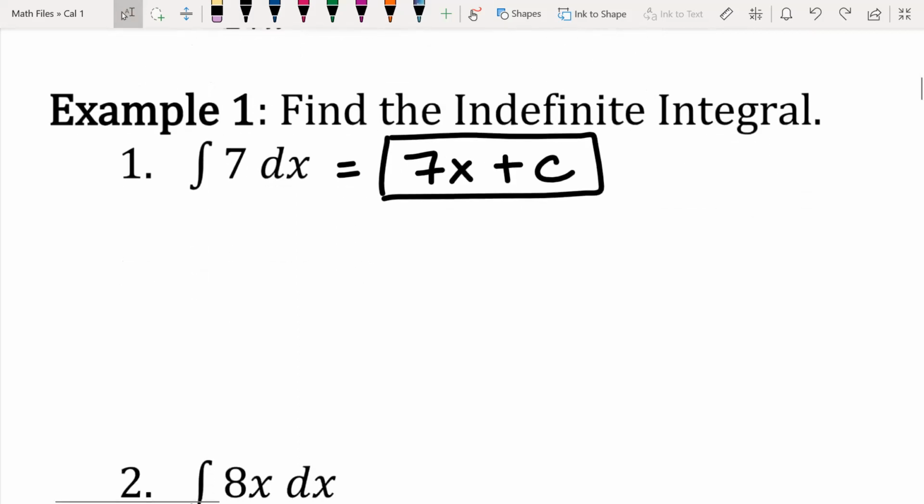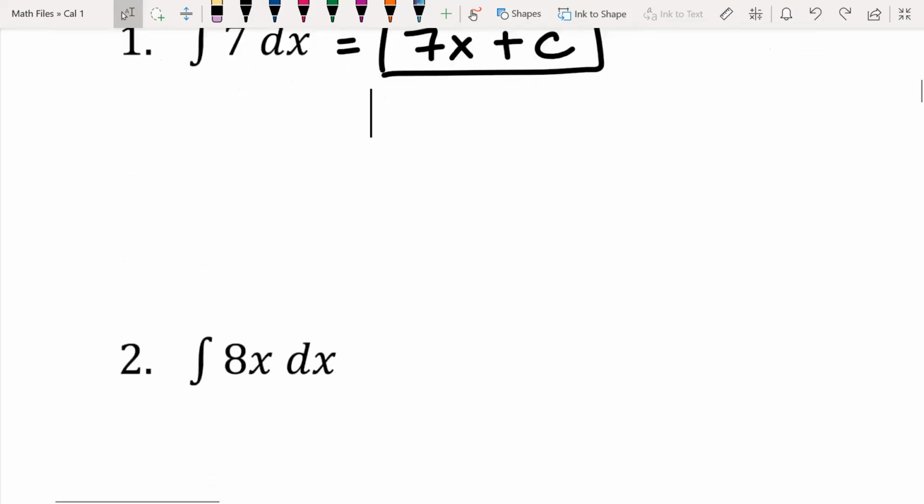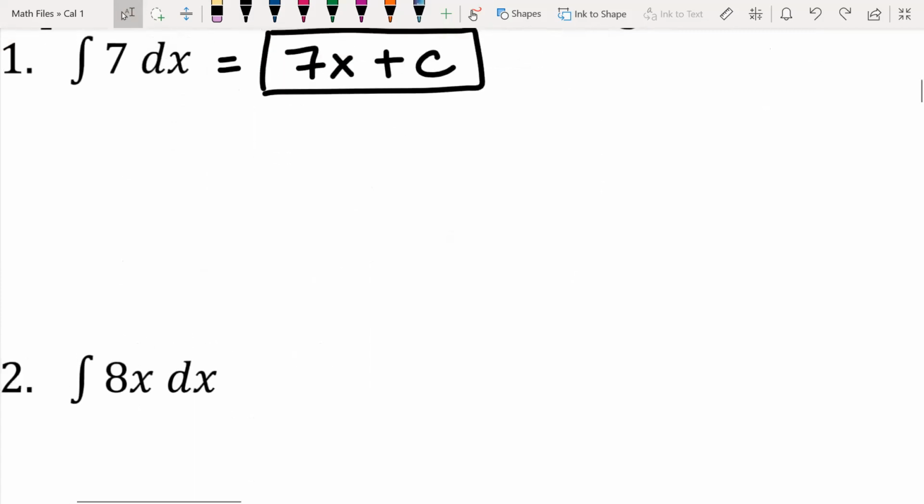All right. Number 2, the integral of 8x dx. So what I'm going to do with this one is take that coefficient of 8 and put it outside the integral. And I'll have the integral of just x dx. So we are now ready to find the antiderivative. And for this one, we're going to use the power rule. So we know that the power on this x is 1.